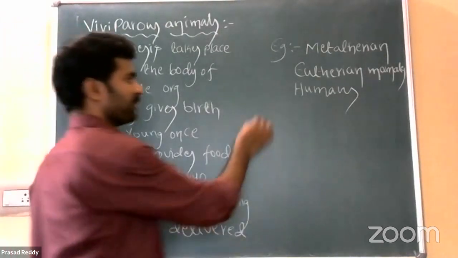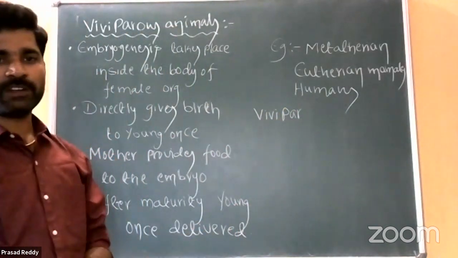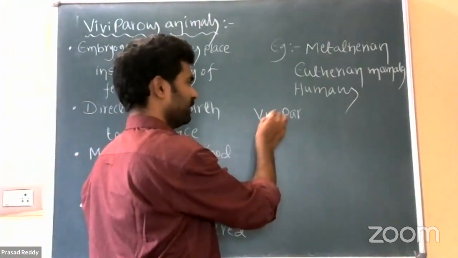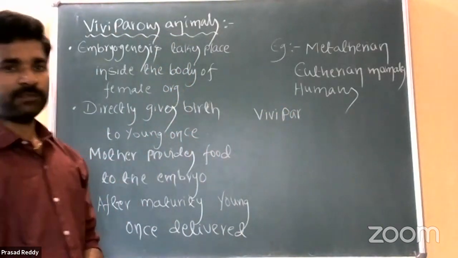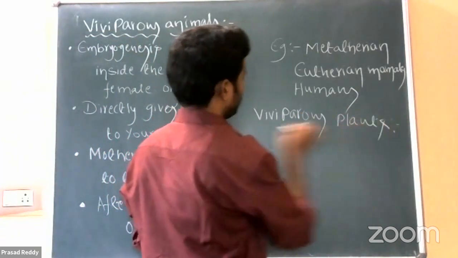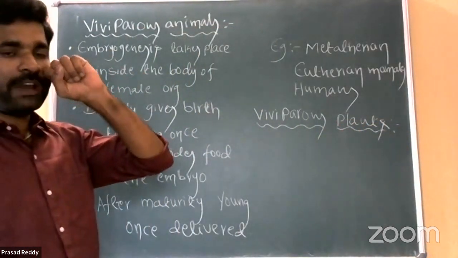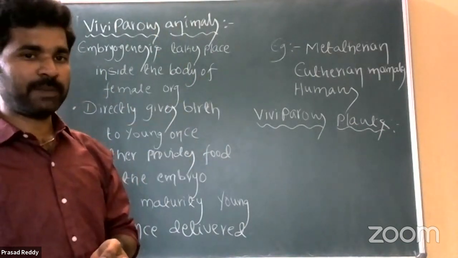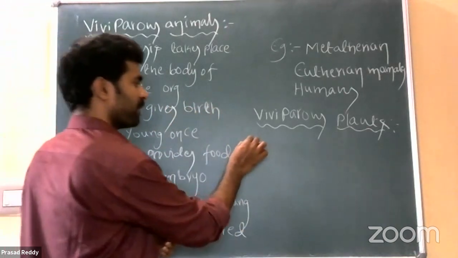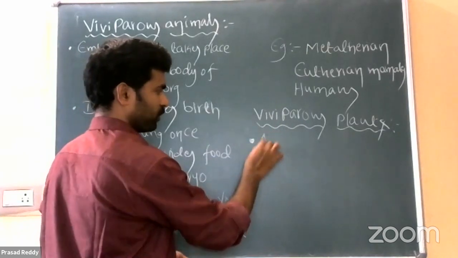Now come to viviparous plants. Plants are oviparous or viviparous? In general, they give seeds, but in some plants, new plantlets come out directly from the mother. What are viviparous plants? In some plants, especially mangrove plants, seeds germinate while attached to the mother plant. That condition is called the viviparous condition in plants. Write down the definition.